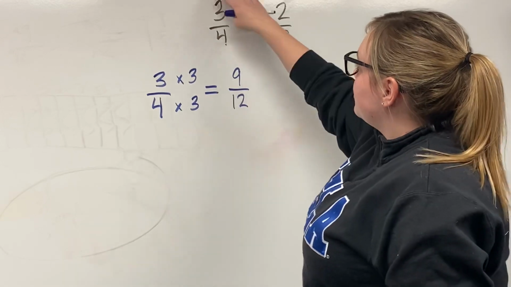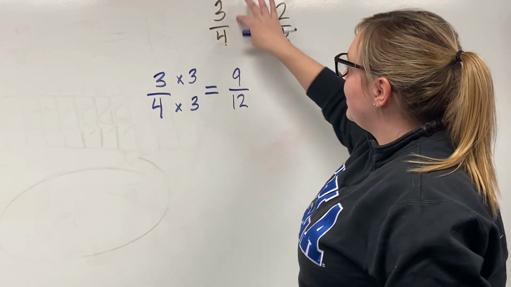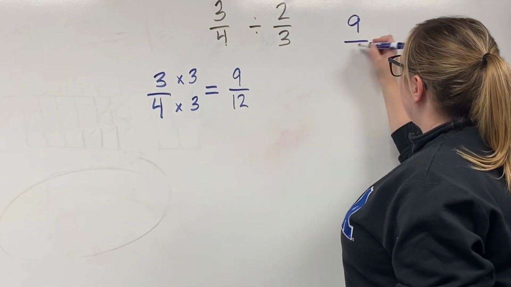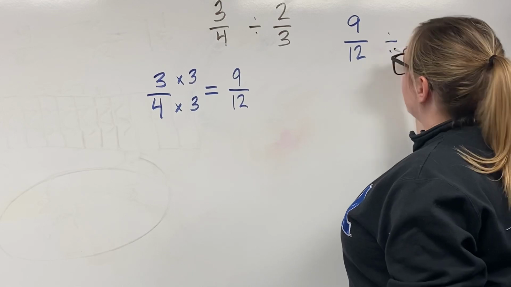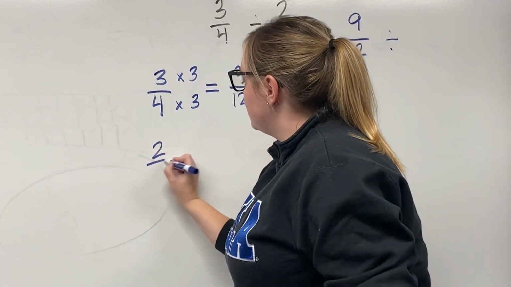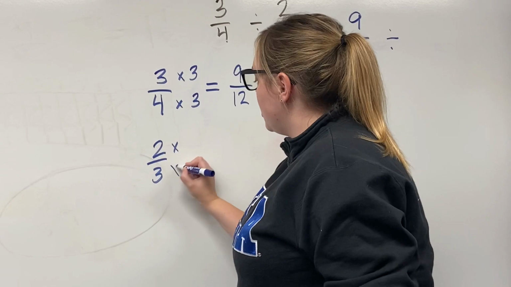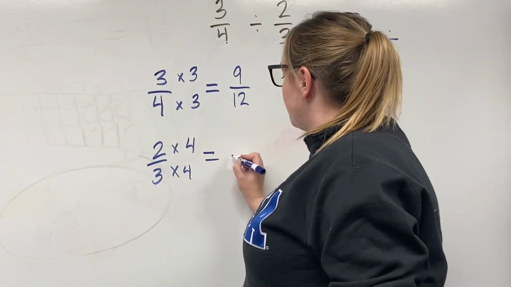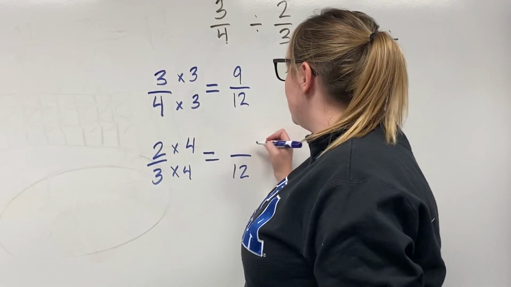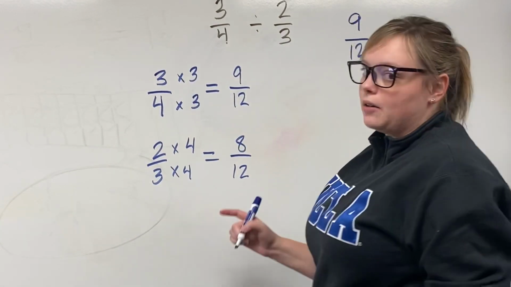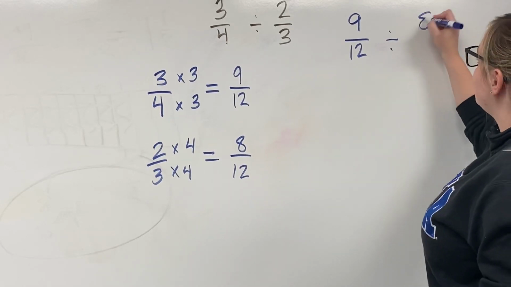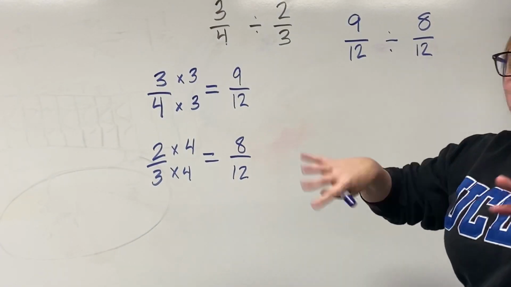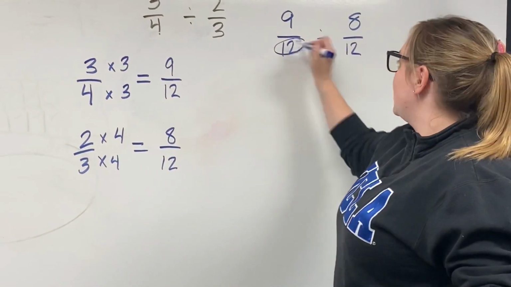So now I found my dividend. I know my dividend now is 9/12. Now I need to figure out my divisor. So I'm going to take 2/3 and multiply it by 4 on the bottom, and what I do to the bottom, I do to the top. 3 times 4 is 12. 2 times 4 is 8. Now I have my divisor, 8/12.